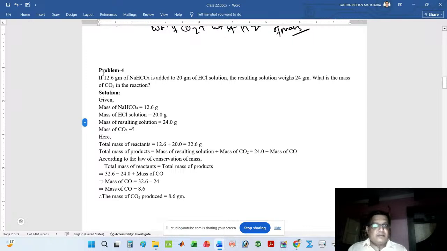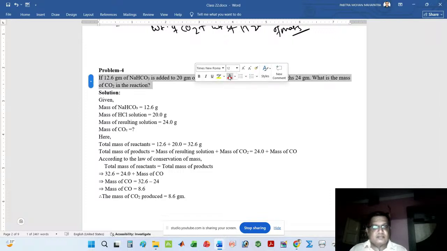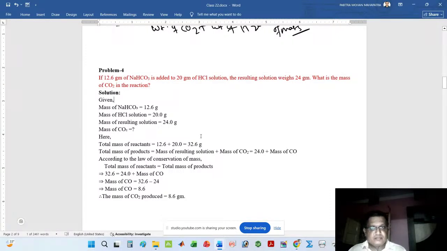Look at that. If 12.6 gram of sodium bicarbonate is added to 20 gram of HCl solution, then the resulting solution weight is your 24 gram. What is the mass of carbon dioxide in the reaction? This is the question. Here the mass of the carbon dioxide. I want to write the reaction first, then I want to proceed further to the next step.